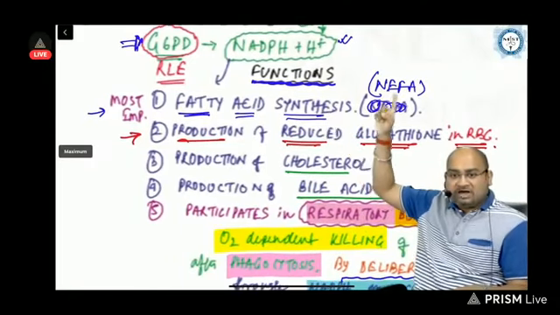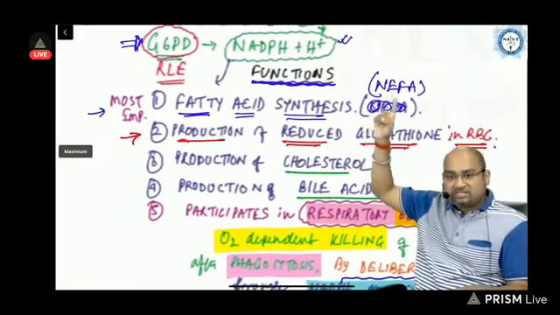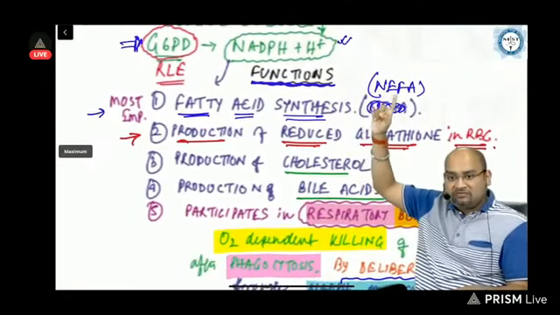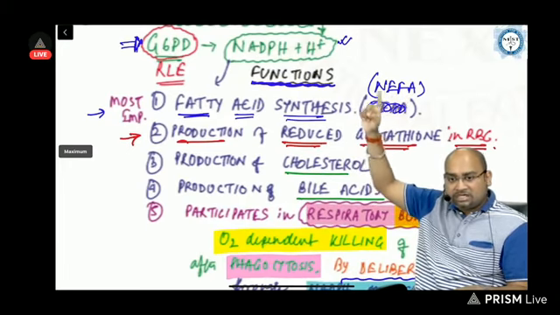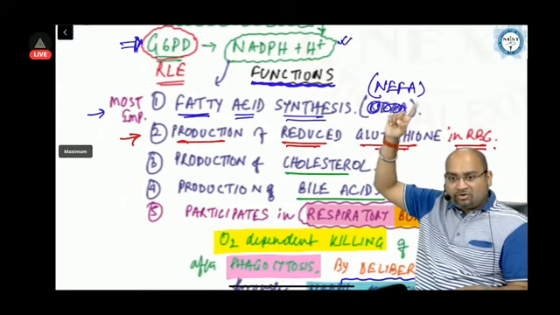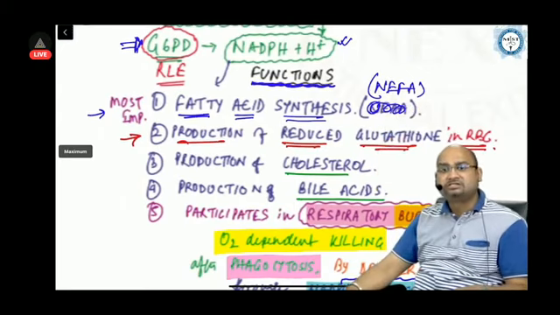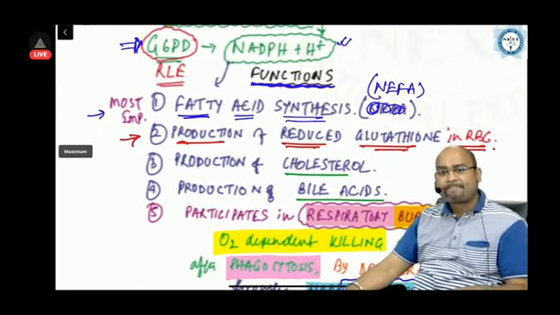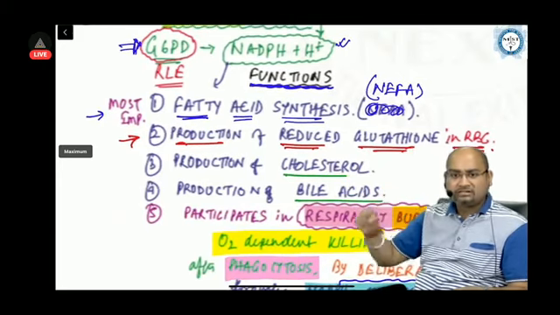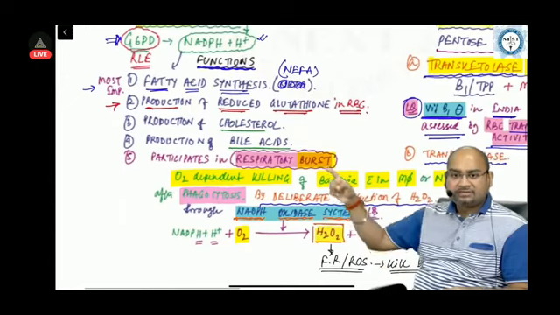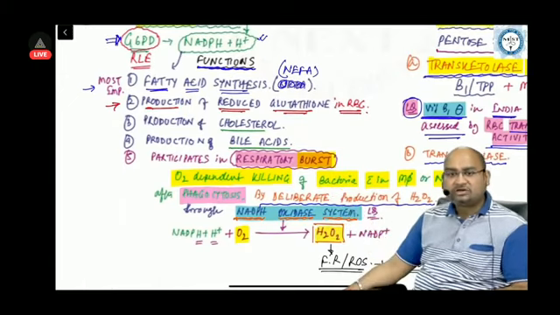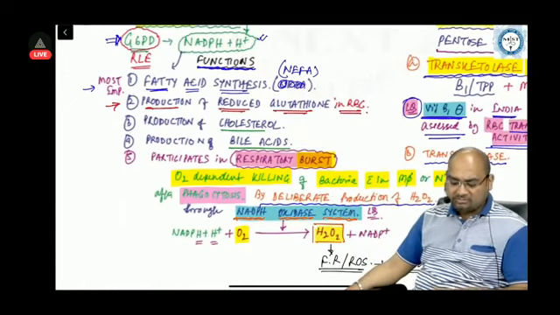One more time: fatty acid synthesis, specifically non-essential fatty acid synthesis. There was a misprint in the workbook, so please write it down clearly. Non-essential fatty acid synthesis is the most important job of NADPH plus H plus. The others are reduced glutathione, cholesterol, bile acid, and respiratory burst. These are the 5 functions of NADPH plus H plus.